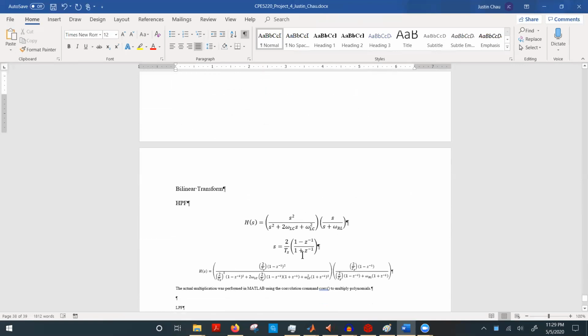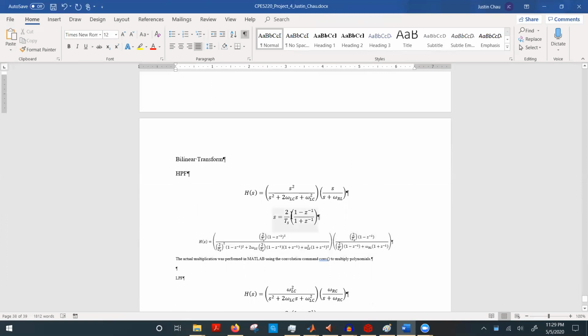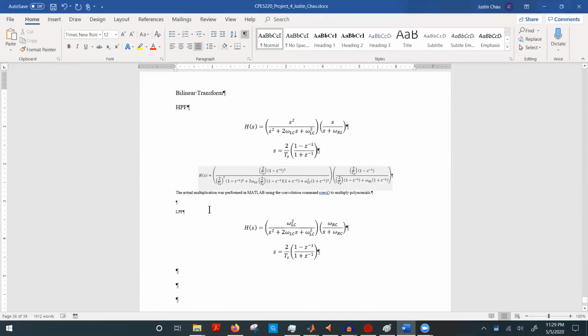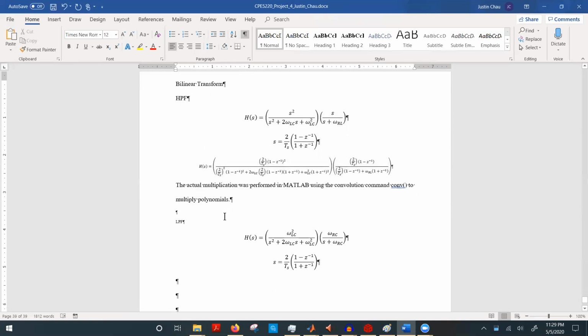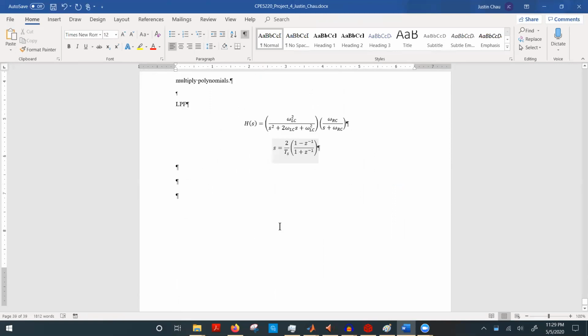Now the bilinear transform is also pretty much the same. You make this substitution. Oh wow, it got small, so let me just increase the size of that. So you make this transformation, and again, I didn't bother to combine these because I can combine them using the convolve command. And same thing with the low pass filter. Do the same thing when we perform this transformation.